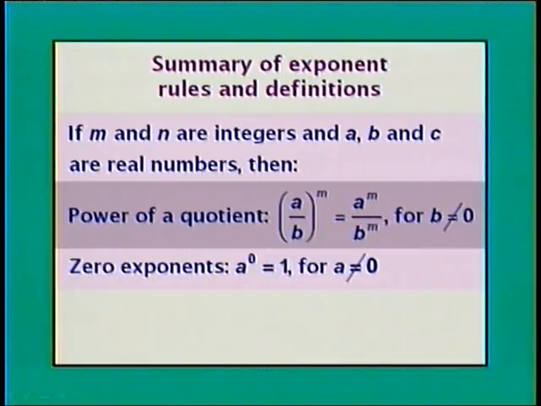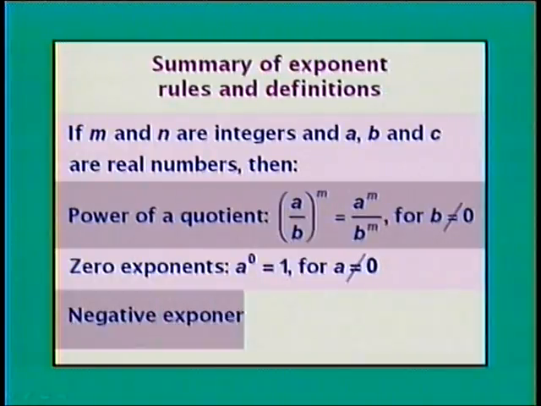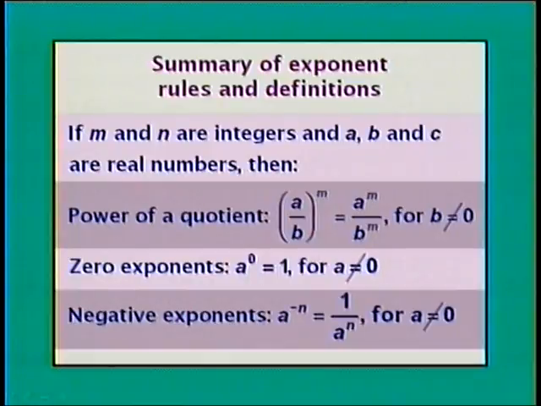For zero exponents, as long as our base is not 0, when we raise a number to the 0 power, we get 1. Our definition of negative exponents says we can simplify the expression a to the negative n by writing it as 1 over a to the positive n.